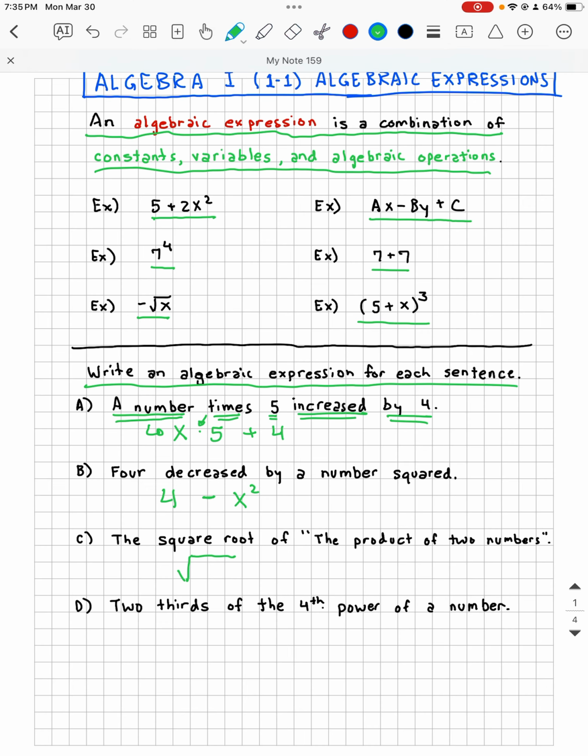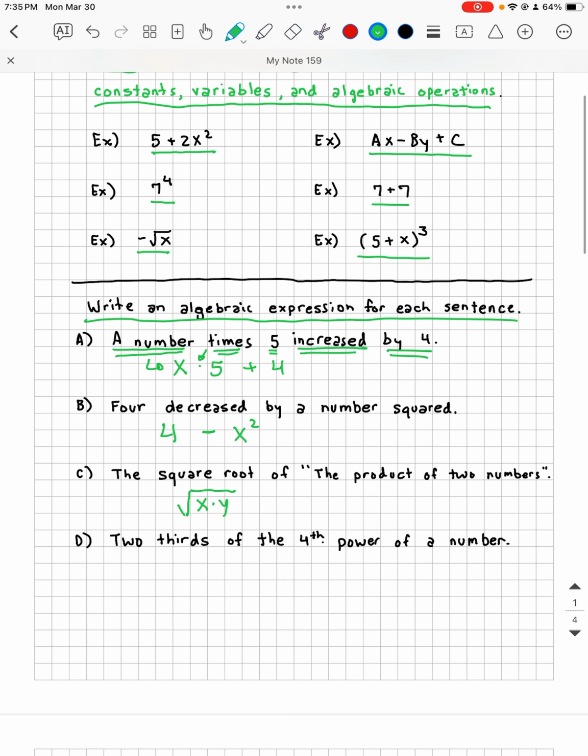When we say product, we're looking at multiplying. So that means we're going to go ahead and say x multiplied by y. Now, if you're wondering, can I use x times x? Technically, I guess you can, but then we don't know anything about the two numbers, so I prefer to use two different variables if possible.